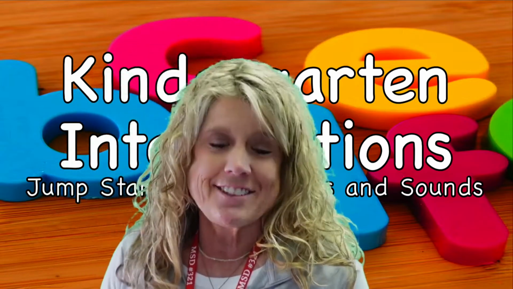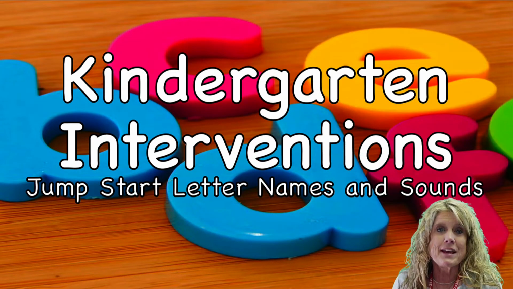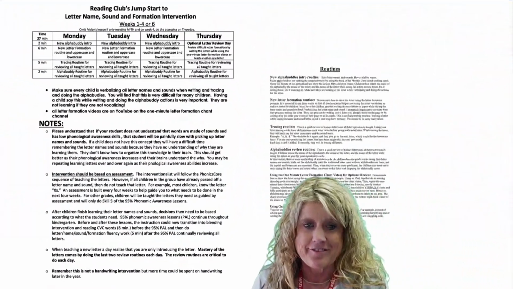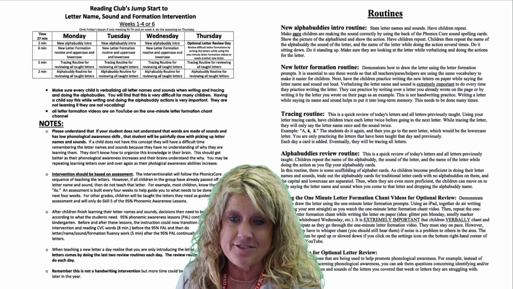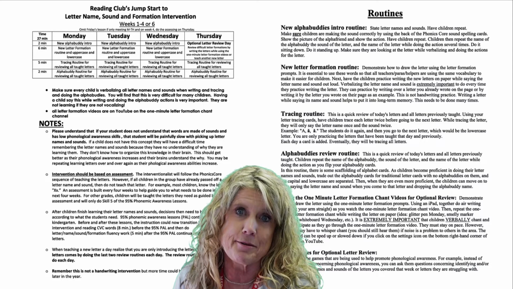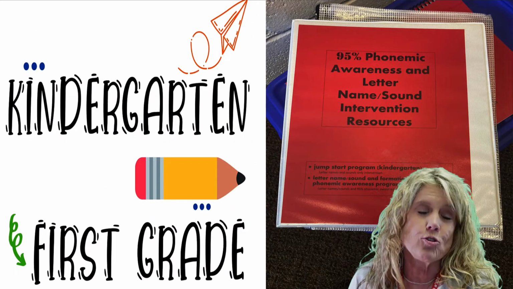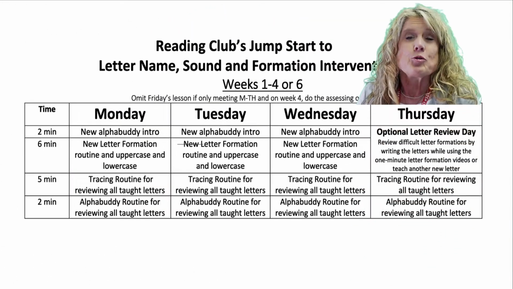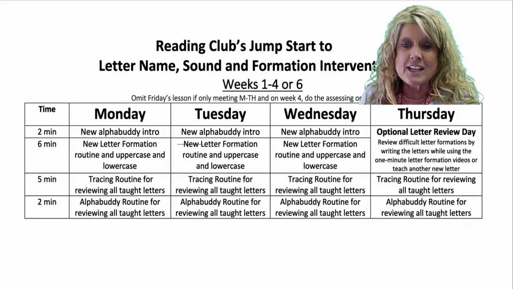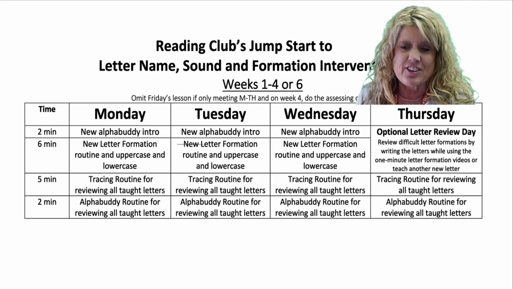So in this video, we're talking about the second step in the kindergarten intervention. This intervention occurs right after the pre-letter name and sound intervention, and it's called the Reading Club Jumpstart intervention. It's also found in your red binder. So let's look at the routines. The routines themselves look like this. So let's talk about what each routine looks like individually.